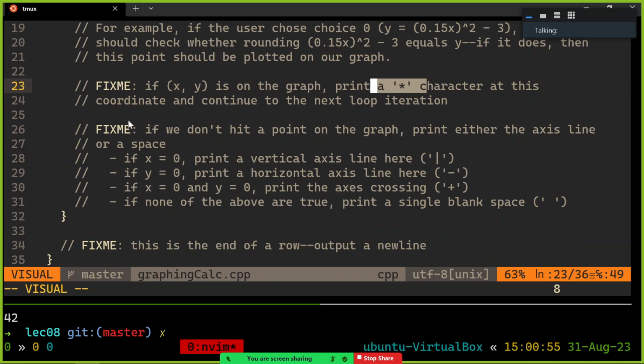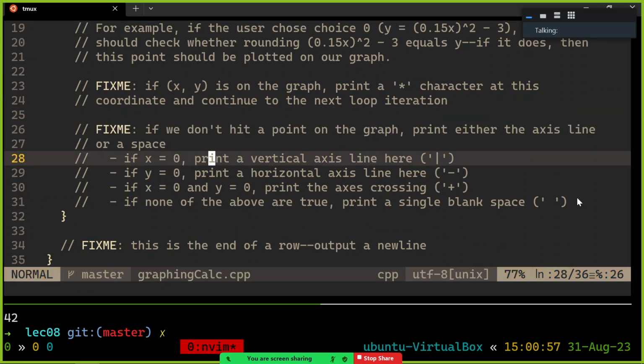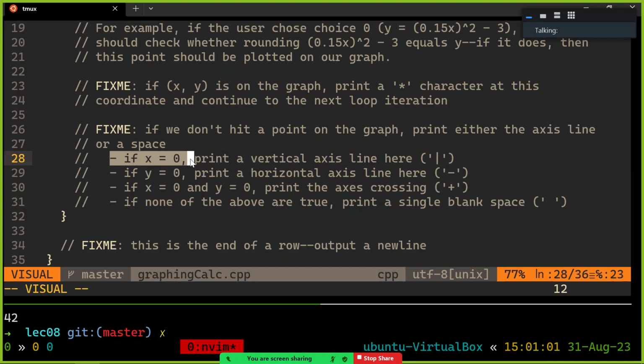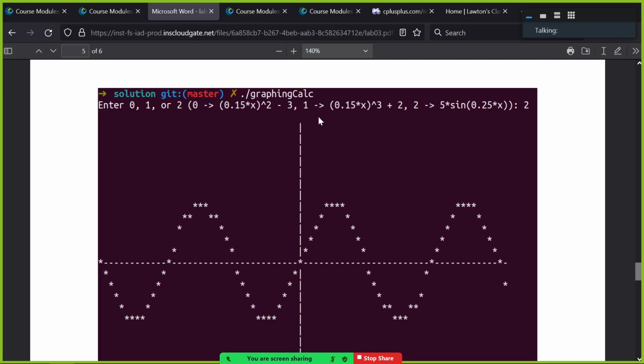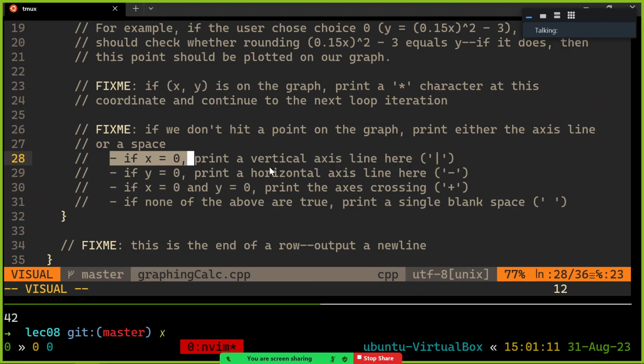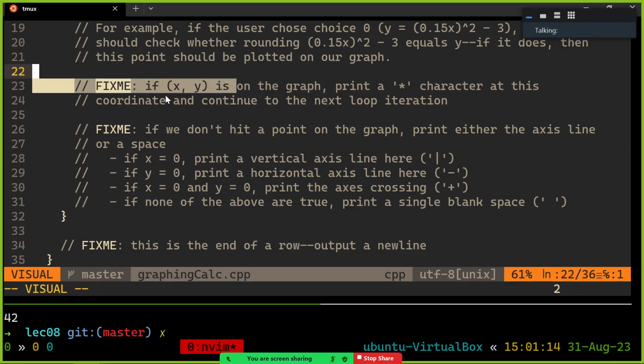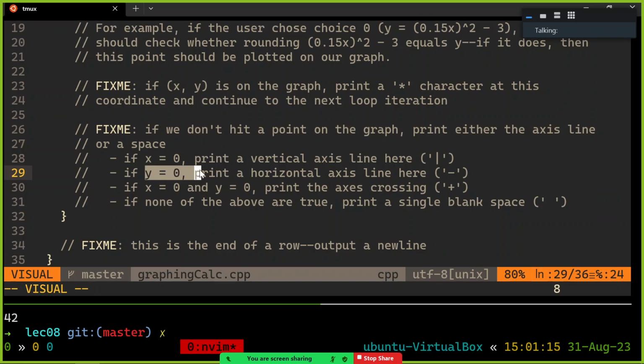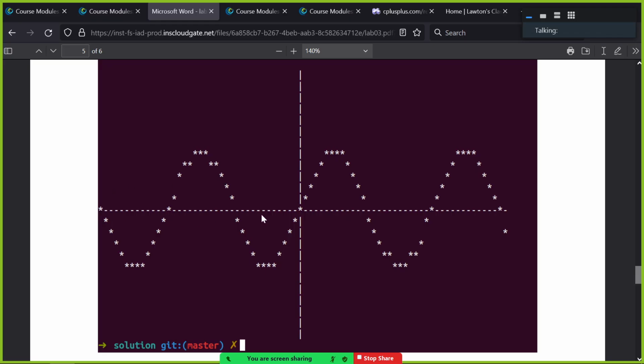Otherwise, if it's not on the graph, you'll have to fix this ordering. But if x is 0, that means you're on this line right here, the top or bottom part of the x equals 0 line. That's your graph. So draw that. Print a pipe character if it wasn't already on the graph. If y is 0, that's the other way. That's the horizontal axis. That's this one. You want to print a dash character.